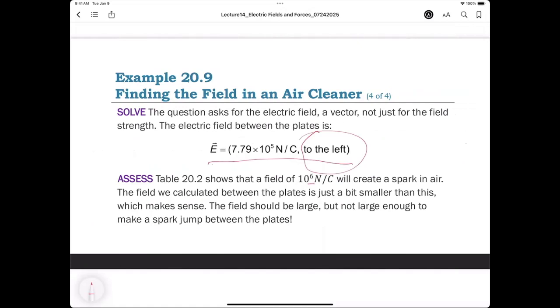The field we calculate between the plates is just a bit smaller than this. Yeah, which makes sense, but it's a little dangerous. So you just pay attention to keep this electrical field close to this one. Otherwise, it will be dangerous. The field should be large, but not large enough to make a spark jump between the plates.